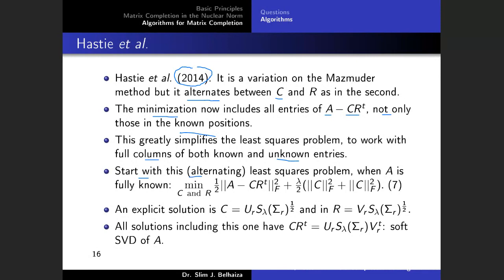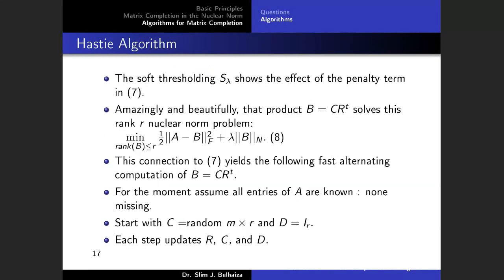So we start with this alternating least squares problem when A is fully known. Now it looks like exactly the same problem as we had previously, minimizing half of the Frobenius norm squared of A minus CR transpose, plus lambda over 2 times the Frobenius norm squared of C plus the Frobenius norm squared of R. And in fact, you get an explicit solution, which writes C equals U_r S_lambda(Sigma_r) to the power half, and you also have an explicit value for R. And all the solutions would have CR transpose equal to U_r S_lambda(Sigma_r) V_r transpose, which is called the SVD of A. So just to give you the main steps of the algorithm.